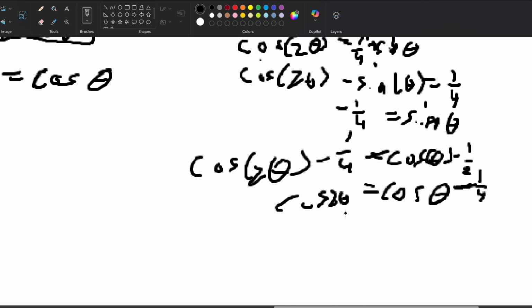I feel like I'm so close. Maybe I should rearrange it to have them both on one side. So cosine of theta minus cosine of 2 theta is equal to 1/4.